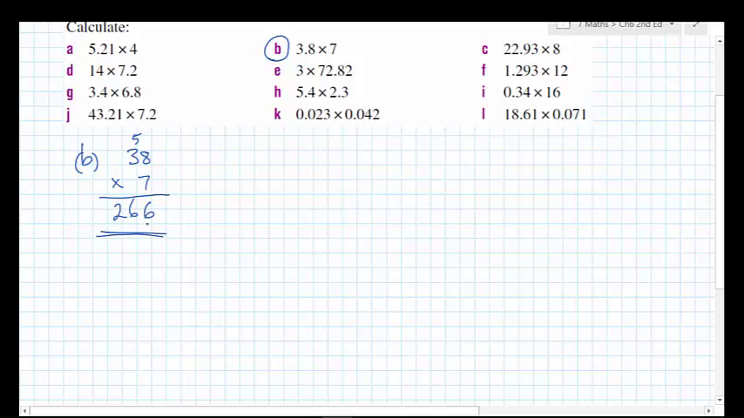Now I look at my original equation here and I look at how many decimal places are shown. Out of these two numbers I have one decimal place. So what it means is my answer will also have one decimal place. In this instance I can write, therefore, 3.8 times 7 will equal 26.6, because I simply rewrite that like this, but I have one decimal place involved when I do it.